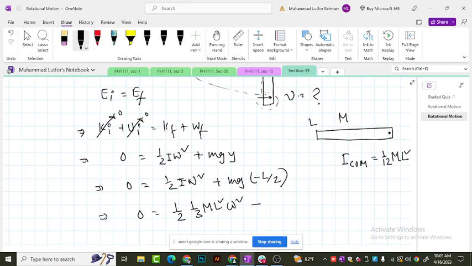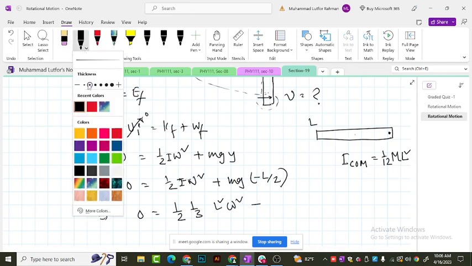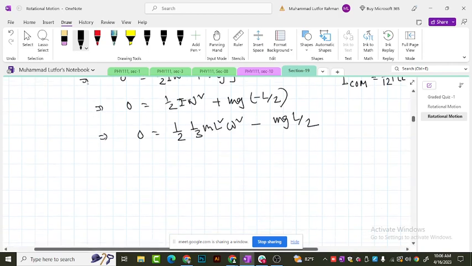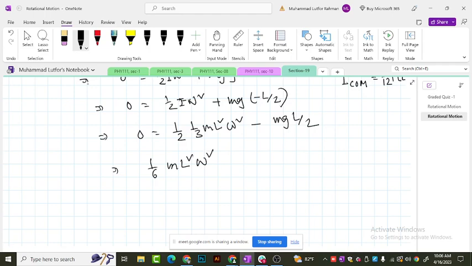Minus, oh, I wrote the bigger M, so no, it should be the smaller m, because it's this mass. Let's say this is the small m, then this is going to be mg L by 2, right? So then I can find out, look at these, it should be 1 over 6, or I can cancel out the half from there. So 1 over 6 ml square omega square must be mg L by 2.